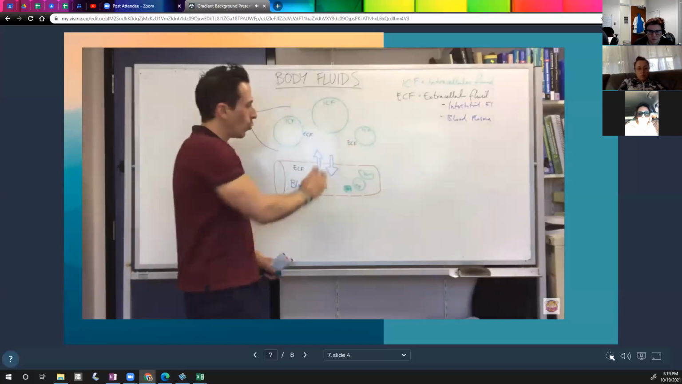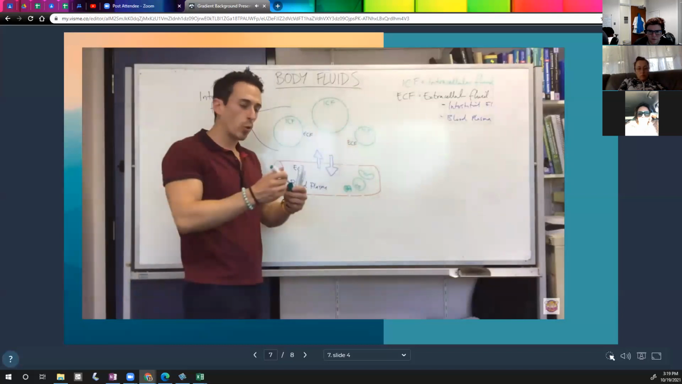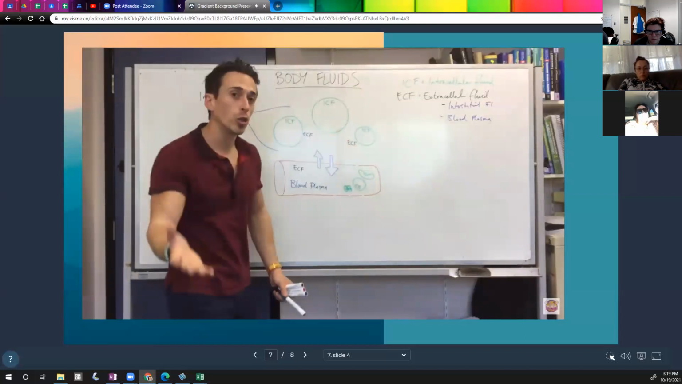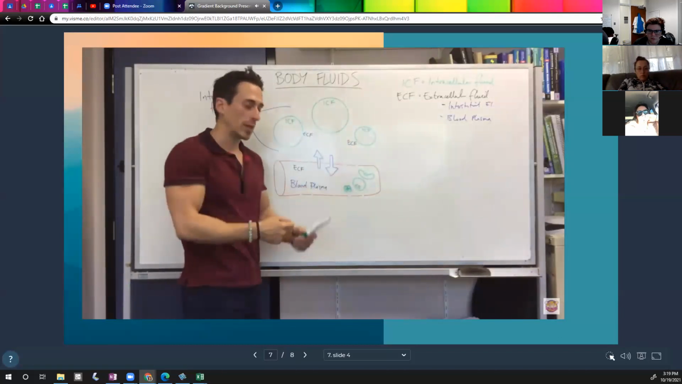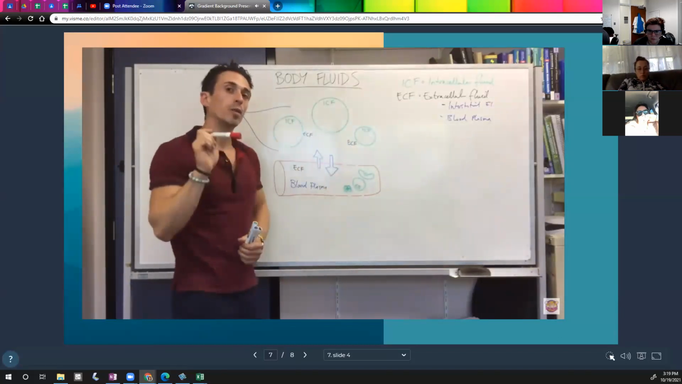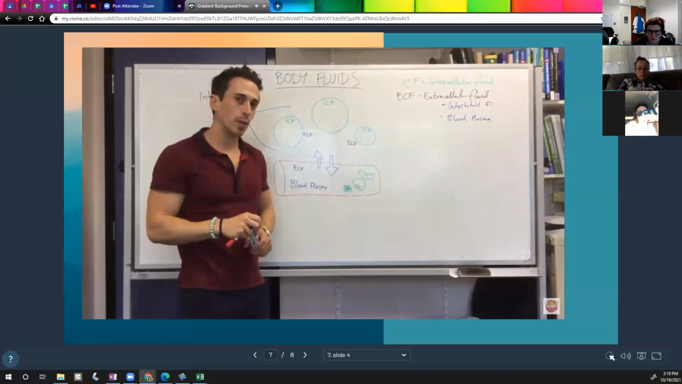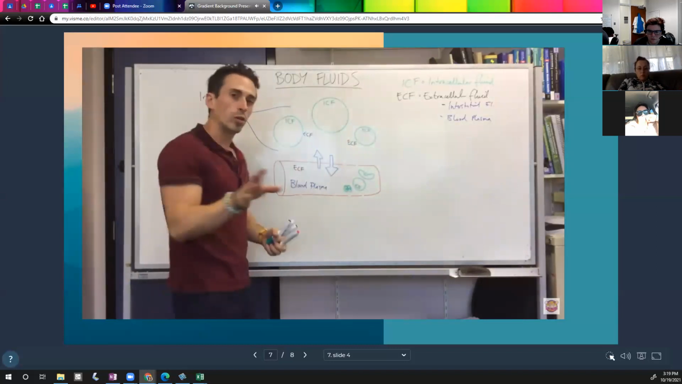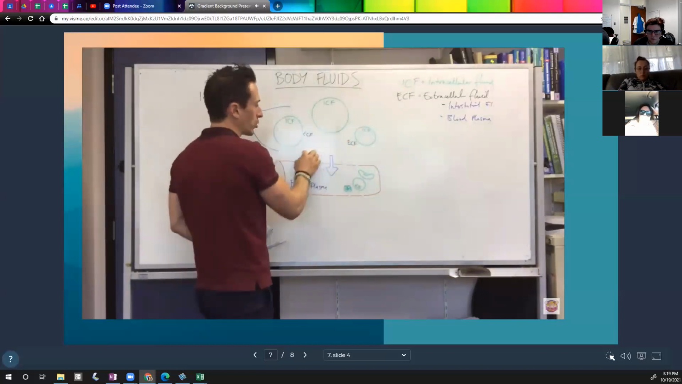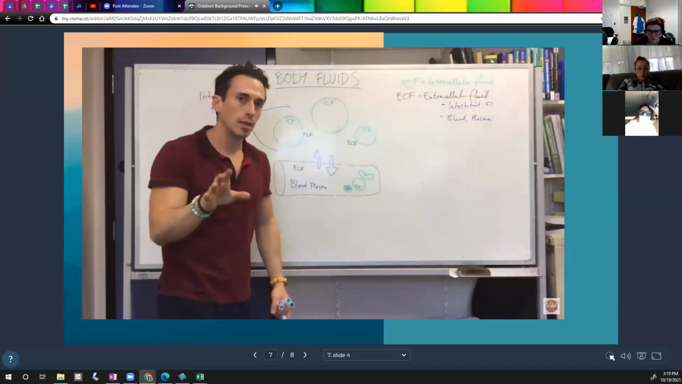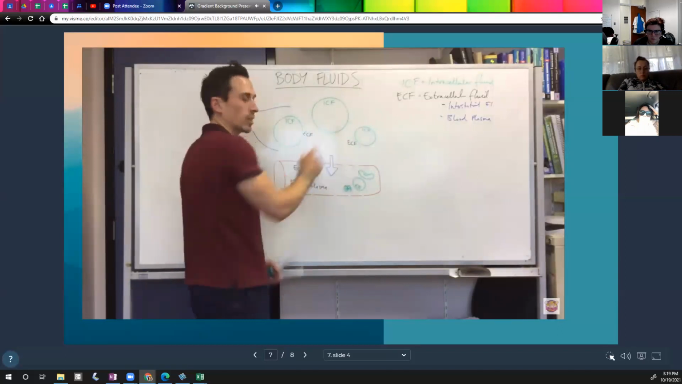Okay? But what does get exchanged here? Well, very importantly, the substances or solutes that get exchanged between the interstitium and the blood plasma include all the different ions of the body. So, what I want to do is list or label the important ions of the extracellular fluid and then label the important ions of the intracellular fluid.